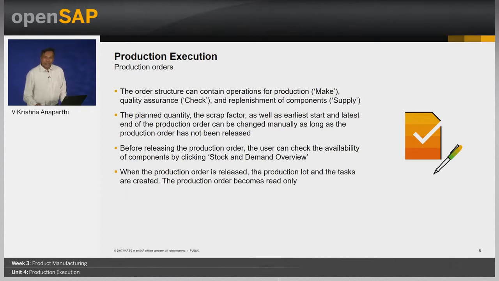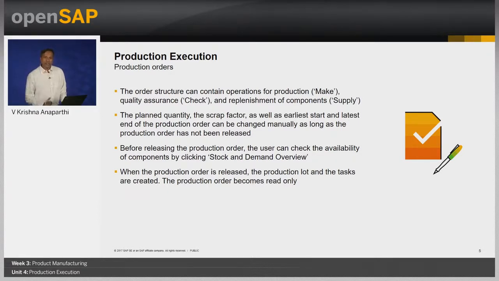The production order structure contains the same operations as per the model. For example, it can have the operations as make, check and supply. The planned quantity, the scrap factor as well as the earliest start and the latest end of the production order can be changed manually as long as the production order has not been released.